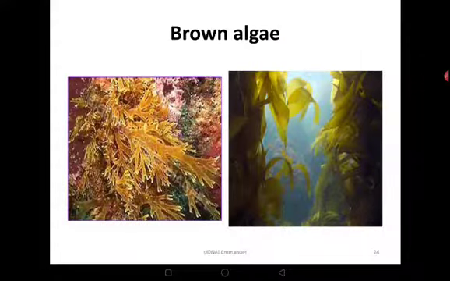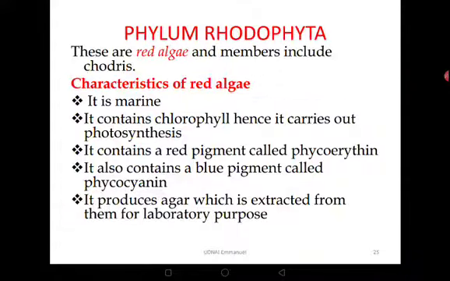So that is the brown algae. You can see there we have the brown algae in the sea. You can see it looks brown. And then we have phylum Rhodophyta. These ones we're talking about the red algae. And these members are many, but they include the Chondrus. And the characteristics include the following.